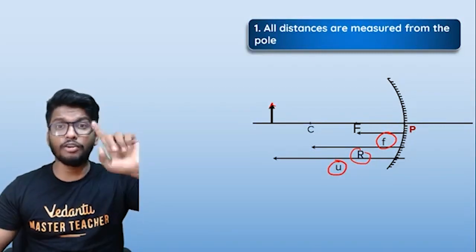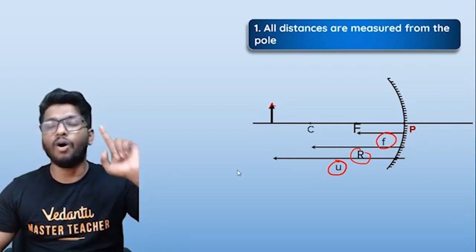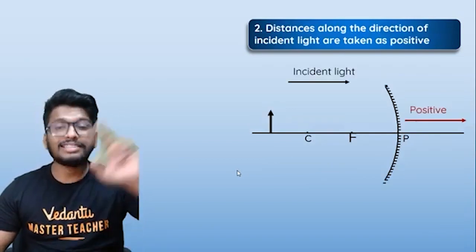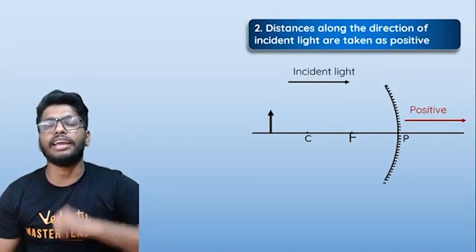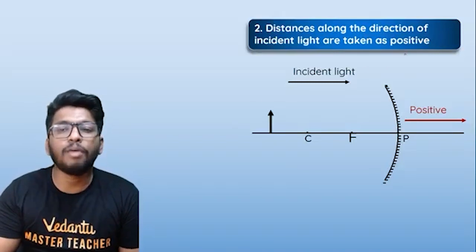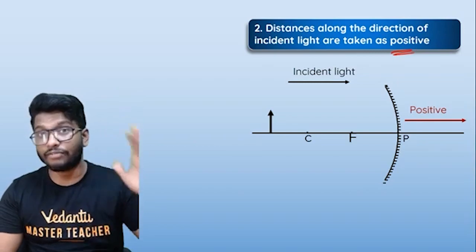So this is the first one. Do not ever forget this, guys. Remember all these points one by one. The first one is that all of the distances are measured from the pole. The second thing is that any distance along the incident ray is considered to be positive. So generally what we do is that we always keep the object on the left-hand side.